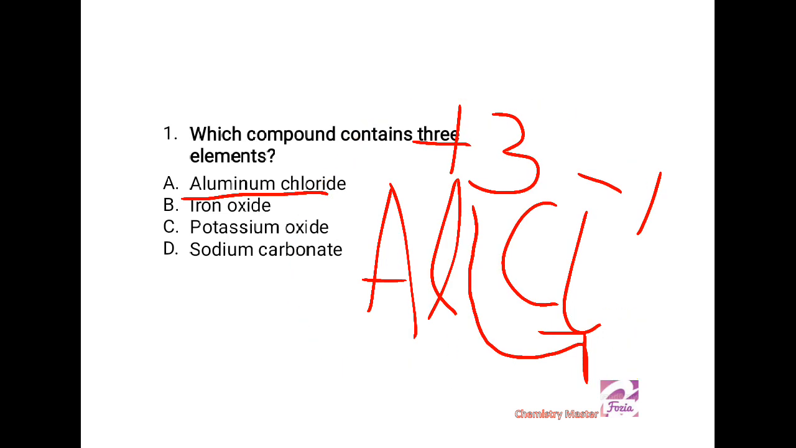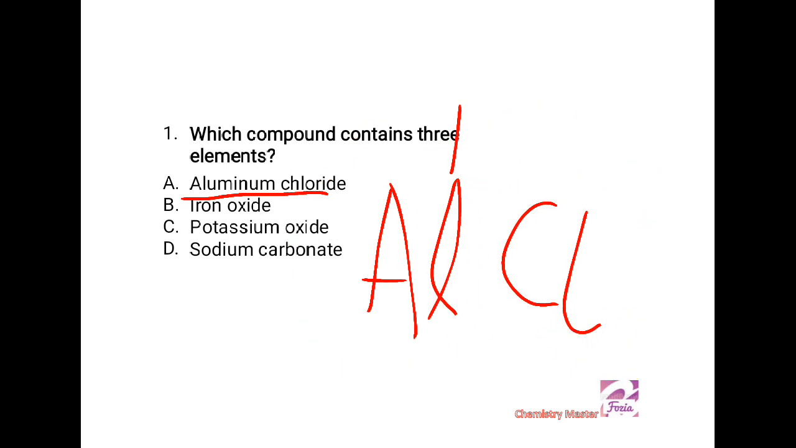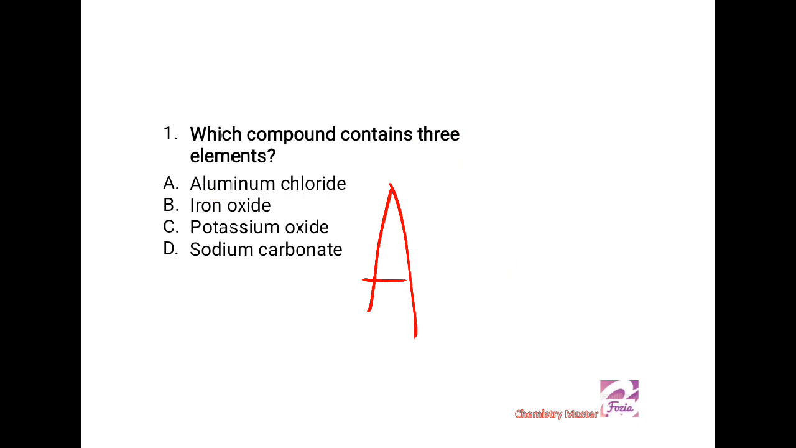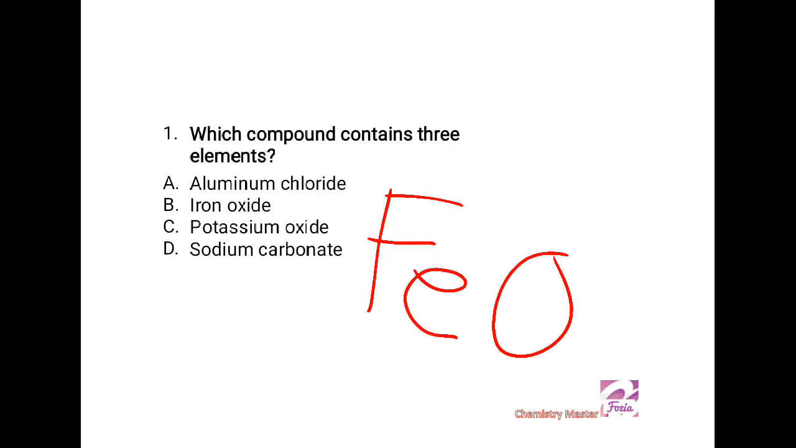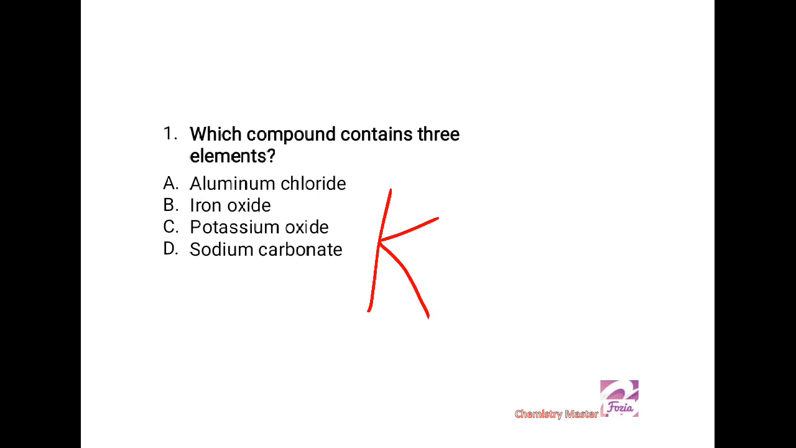The next step, you just try to write the formula yourself. Iron oxide, Fe oxide. Okay, you just check it out. The next is potassium oxide. The potassium is K and oxide is O. And when we crisscross the valencies, we get the formula K2O.